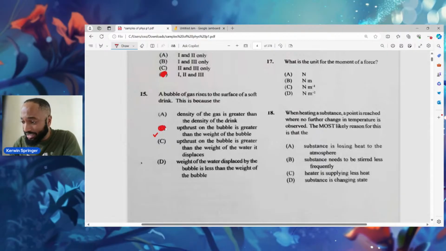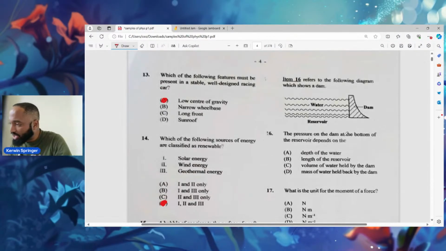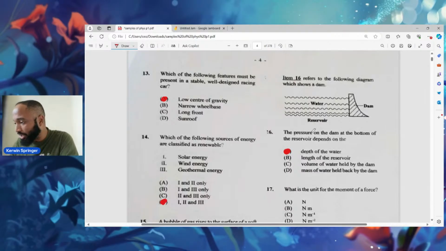Not just getting too convoluted. That's making me think too much. B is the answer. The pressure on the dam at the bottom of the reservoir depends on the depth of the water, length, volume, mass of the water held back by the dam, volume. It just depends on the depth. This question is basically testing you to see if you know that pressure increases with depth.